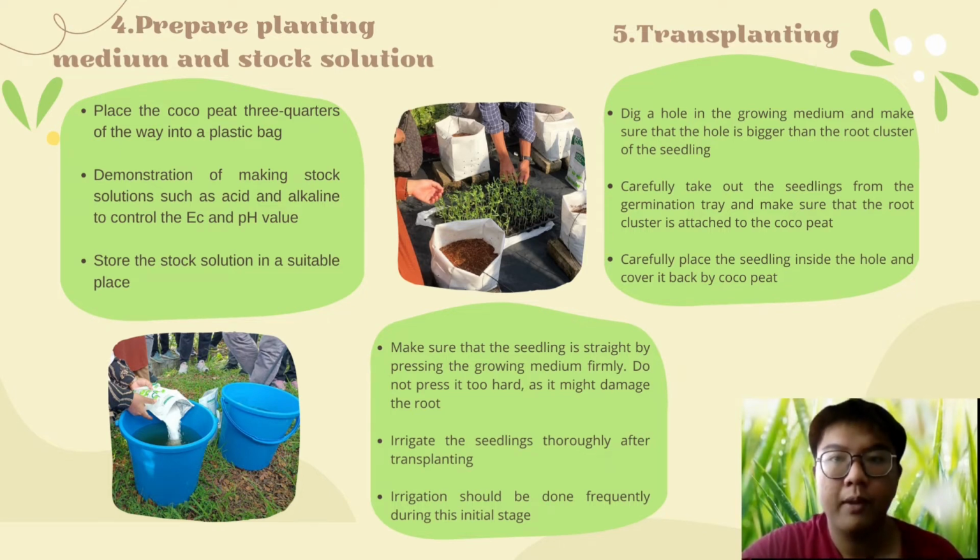The fifth step is transplanting. Before transplanting, we have to dig a hole in the growing medium and make sure that the hole is bigger than the root cluster of the seedling. We must carefully take out the seedling from the germination tray and make sure that the root cluster is attached to the cocoa peat. Then we carefully place the seedling inside the hole and cover it back with cocoa peat. We must make sure that the seedling is straight by pressing the growing medium firmly. Do not press too hard as it might damage the root, and irrigate the seedling thoroughly after transplanting. Irrigation should be done frequently during this initial stage.